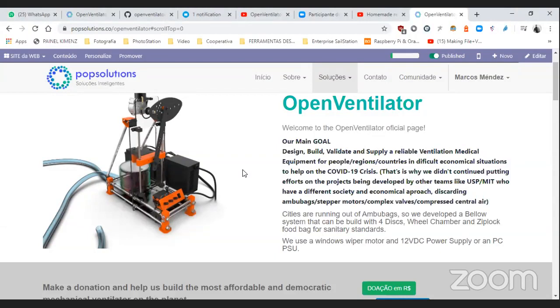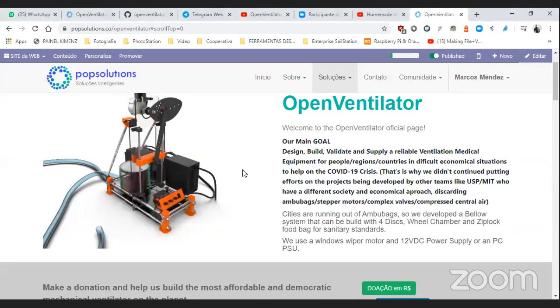We developed a bellow system with a car tire chamber. We are using a wiper motor, a DC 12 volts car window wiper motor, because it's widely available almost anywhere in the world. And if people need to disassemble a car to save a life, it's possible to do that. The machine is totally agnostic on hardware, so you can use a bellow if you want, or if you have access to an ambu bag, you can put an ambu bag also.